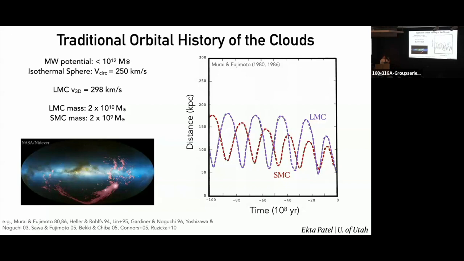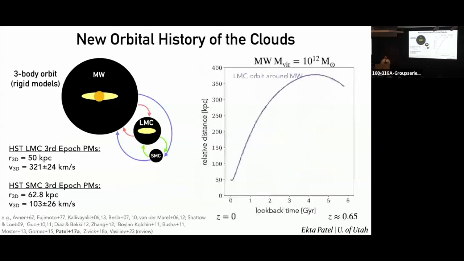So this is the traditional picture. The Magellanic Clouds are moving around the Milky Way, making multiple passages around the Milky Way, and that was thought to help form the stream through tidal interactions with the Milky Way and the ram pressure of the Milky Way stripping gas away from these galaxies. But of course, as we fast forward to the more recent history, we have a lot more information about these two galaxies that allow us to provide a much more rigorous orbital understanding of these galaxies.